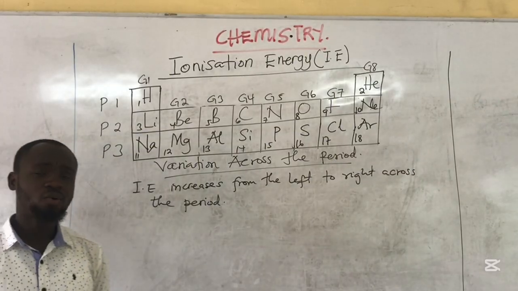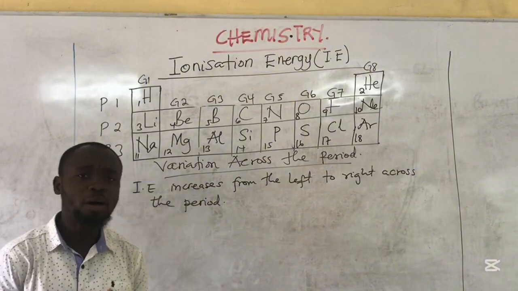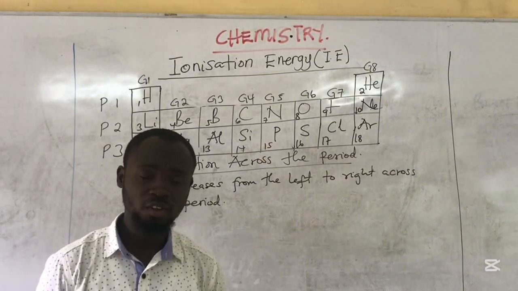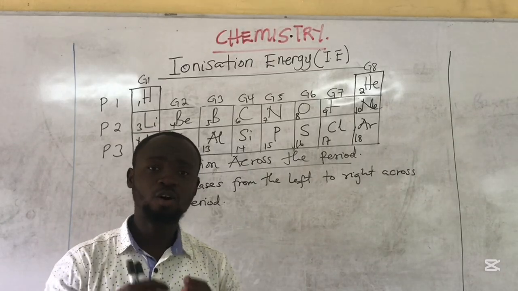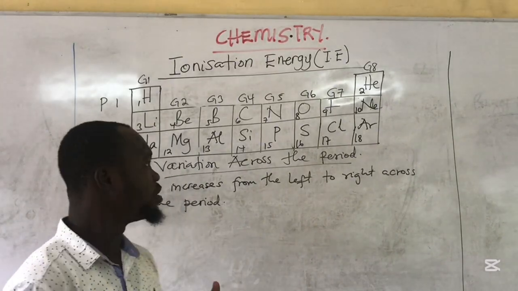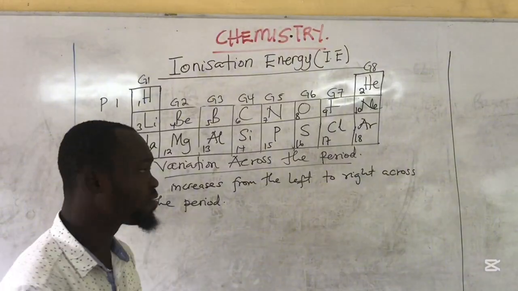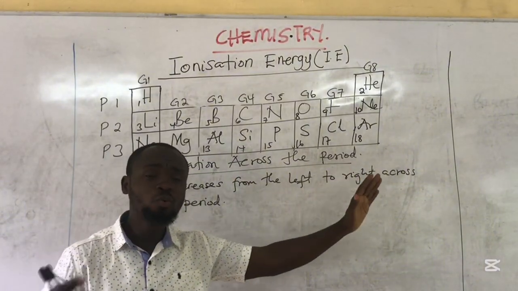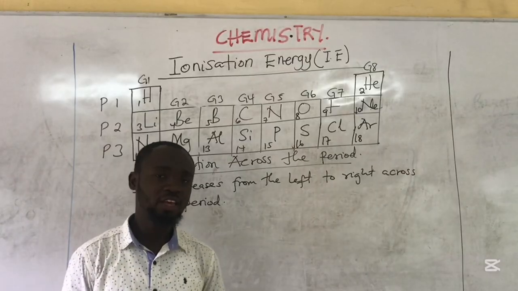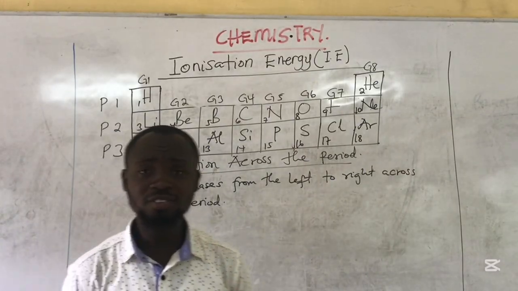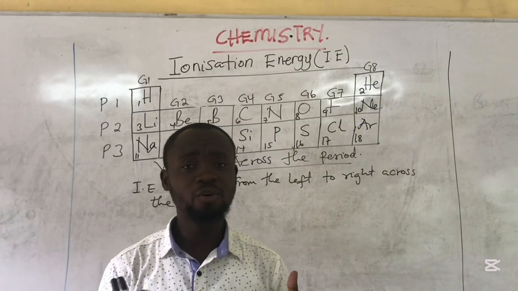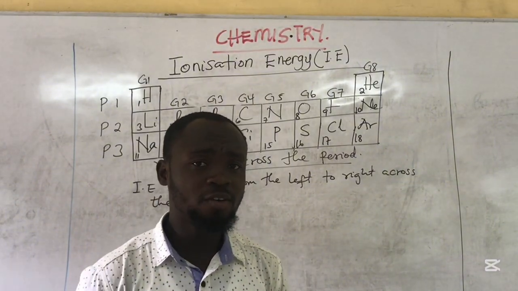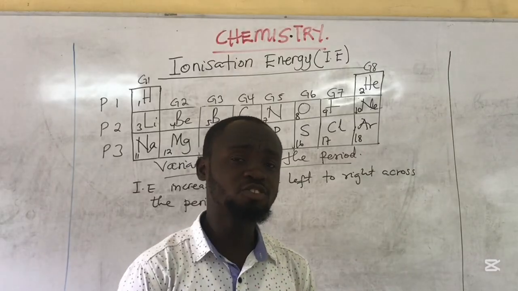Now the question is, why will the minimum amount of energy that we need to remove 1 mole of an electron from the outermost shell of an isolated gaseous element increase? Why will that energy increase once we're moving from the left-hand side to the right-hand side? Why will we need more energy? It is very simple. Because across the period, we learned that there is an increase in atomic number.